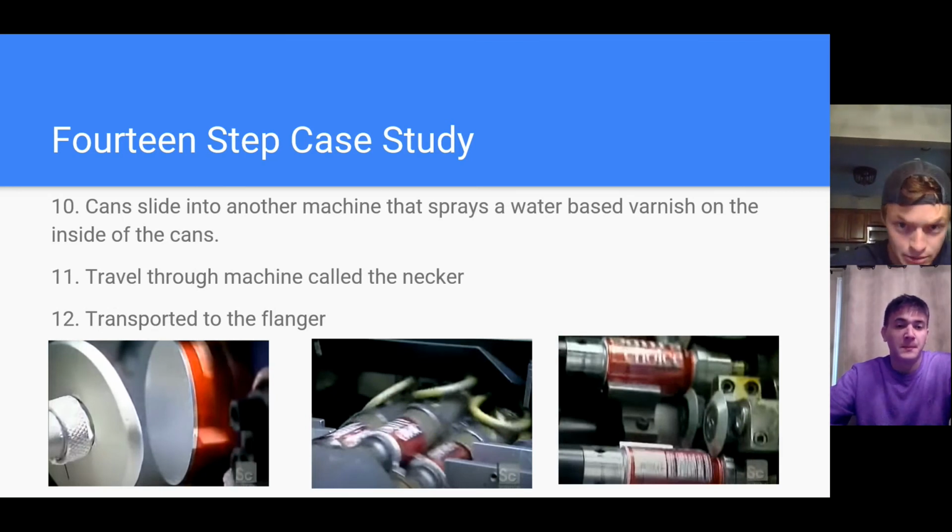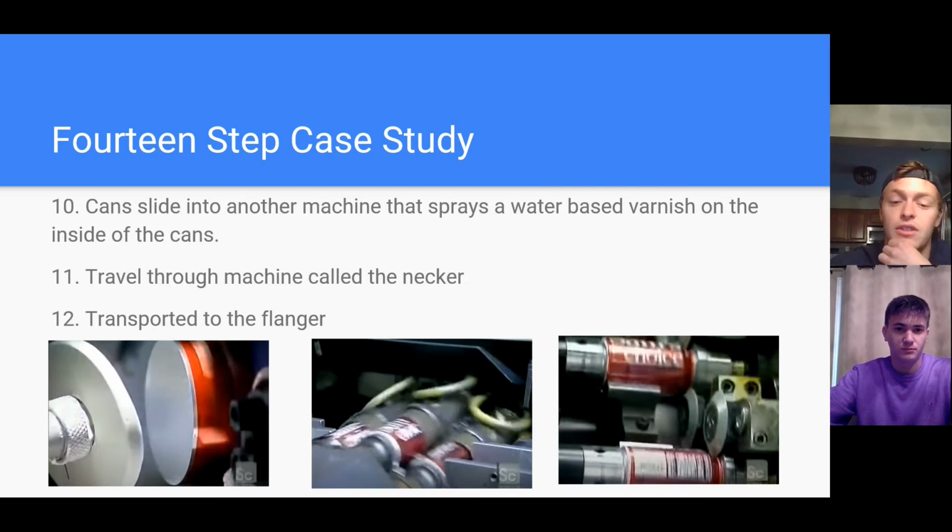So after going through the dryer, the cans slide into another machine that sprays a water-based varnish on the inside of the cans. Now, this sprays on the inside of the cans to create a barrier between the drink and the metal. This stops it from having an aluminum taste when the consumer drinks the can, and it also prevents the metal deteriorating from the acid in the drink. And in the case that it wasn't there, a consumer would have a bunch of harmful products inside of them.